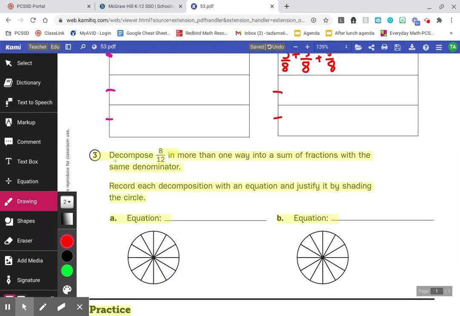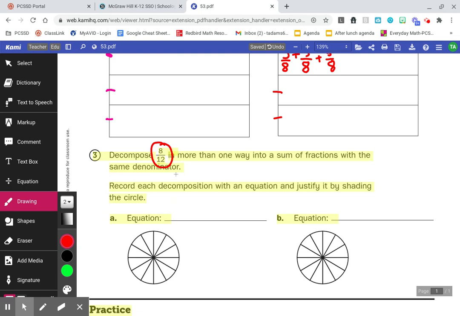For number 3, decompose 8/12 in more than one way into a sum of fractions with the same denominator. Our denominator is going to be the same. Record each decomposition with an equation and justify it by shading the circle. I know these are a lot of directions, but let's focus on decomposing 8/12, and then we'll focus on shading in the circle.